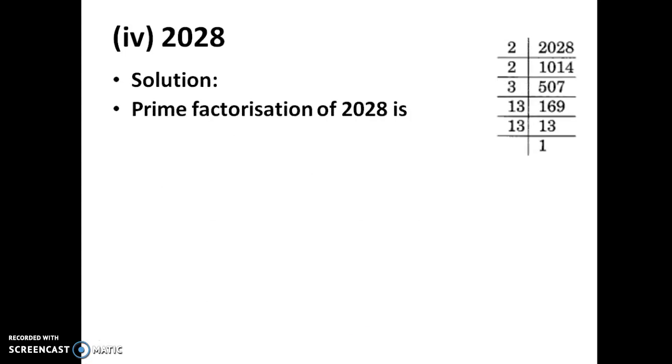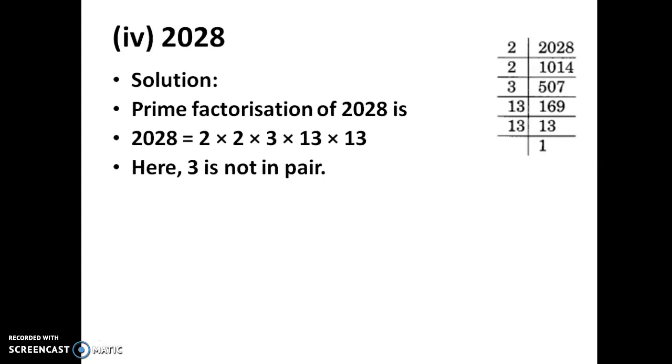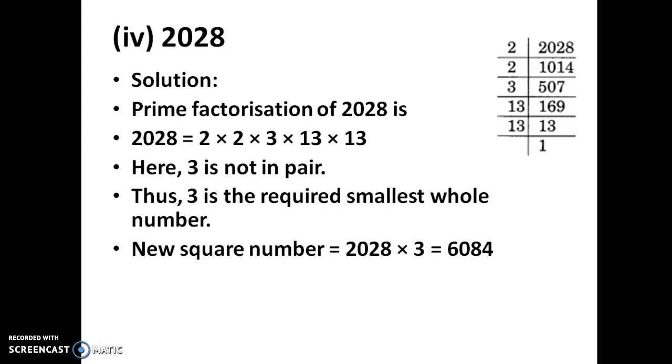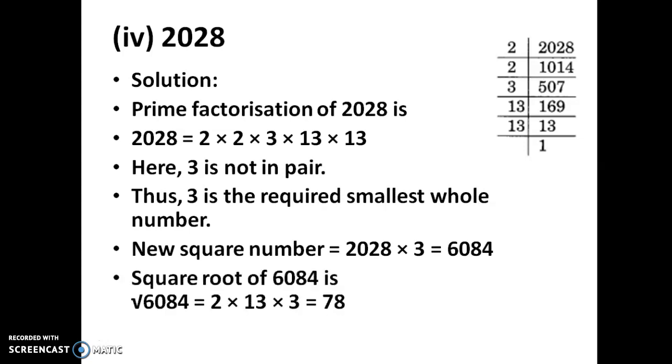Then 2028. First do the prime factorizing, make pairs. You see that 3 is not having the pair. So multiply this number with 3. 2028 into 3 is 6084. If you find out the root, you will get 78 as the answer. Then 768.